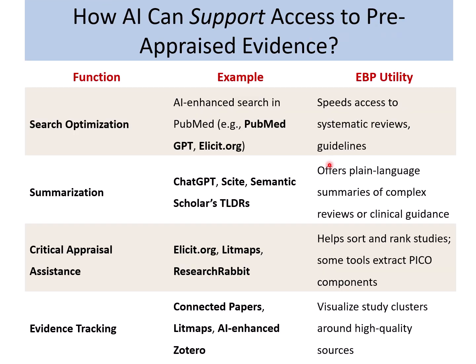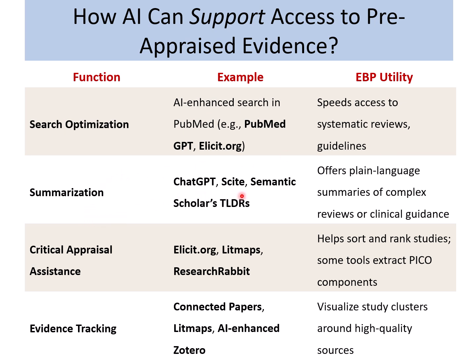How AI can support access to pre-appraised evidence. There are ways we can use AI to support access to pre-appraised evidence, like search optimization: AI-enhanced search in PubMed, GPT, and elicit.org. You can have an AI-enhanced search, and this speeds access to systematic reviews and guidelines. So this is the basic advantage of search optimization.